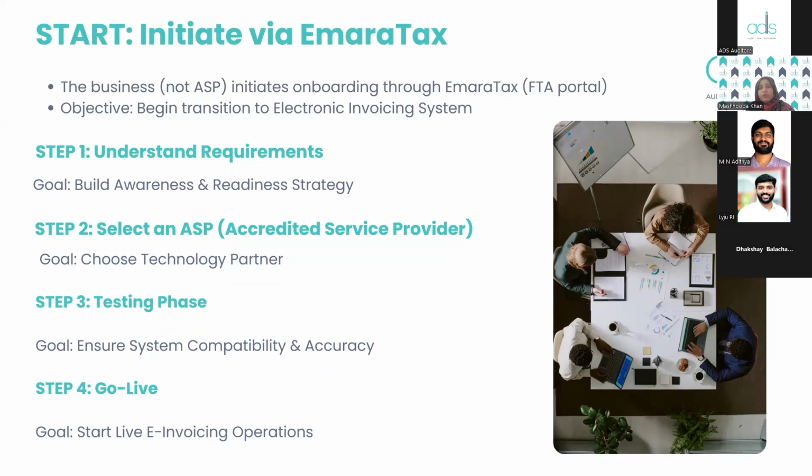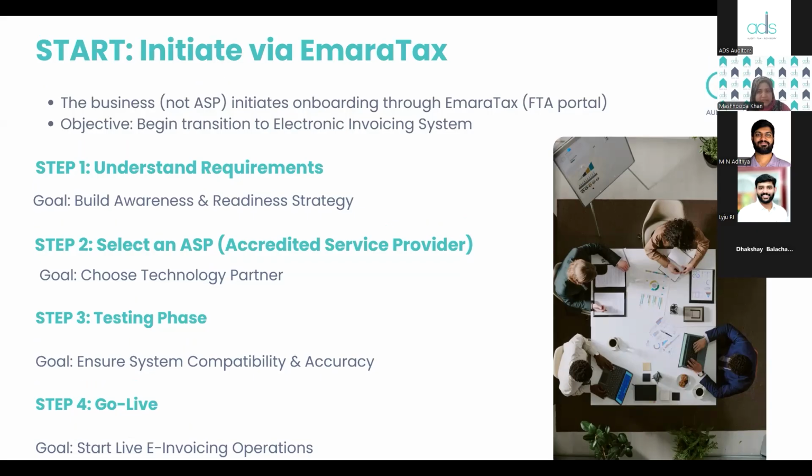The last step would be to go live. So once the ASP has been set up and the testing phase is completed, the last step is to go live. Here we start live e-invoicing operations. It is important at this step that we define roles and responsibilities with the ASP, begin with invoice exchange and reporting to the authority, and resolve any issues coming up during the initial phase. With that, the roadmap ends as the system goes live.